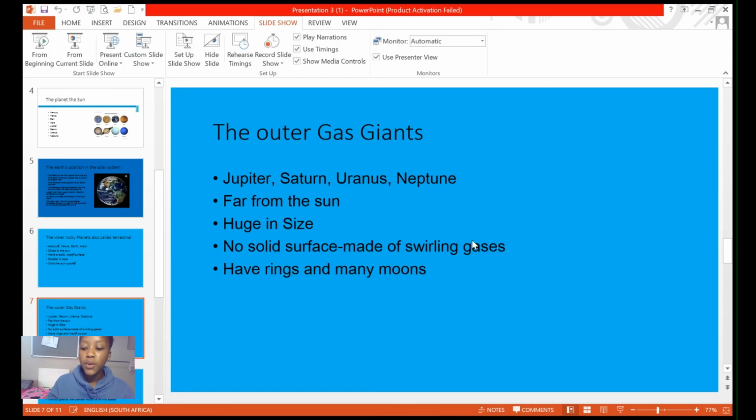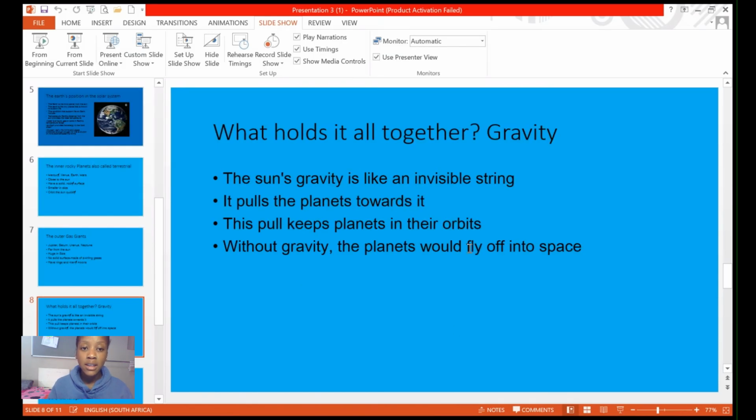Okay, the outer gas giants are Jupiter, Saturn, Uranus, and Neptune. Those are the planets of the outer gas giants because they are far from the sun. They are huge in size, with no solid surfaces, made of swirling gases, and they have rings and many moons.